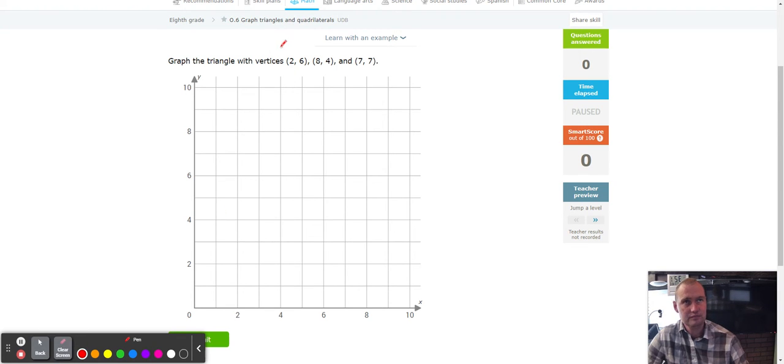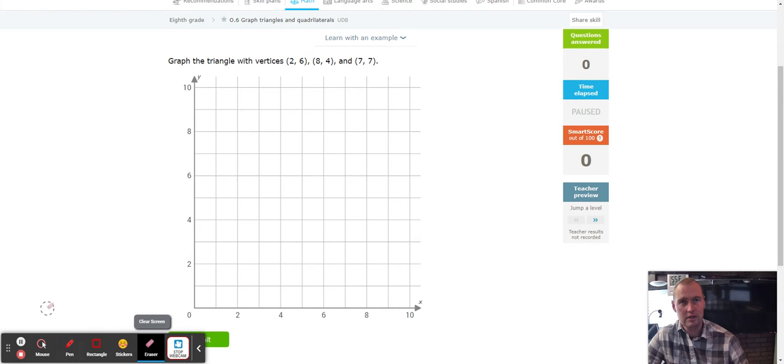Remember ordered pairs, in this case 2, 6. The first value is either left or right. It is left when it is negative, and it's right when it's positive. The 6 is up when it's positive, and it's down when negative. It's basically just graphing points, but just a quick recap on that. All right, let's go and clear that.